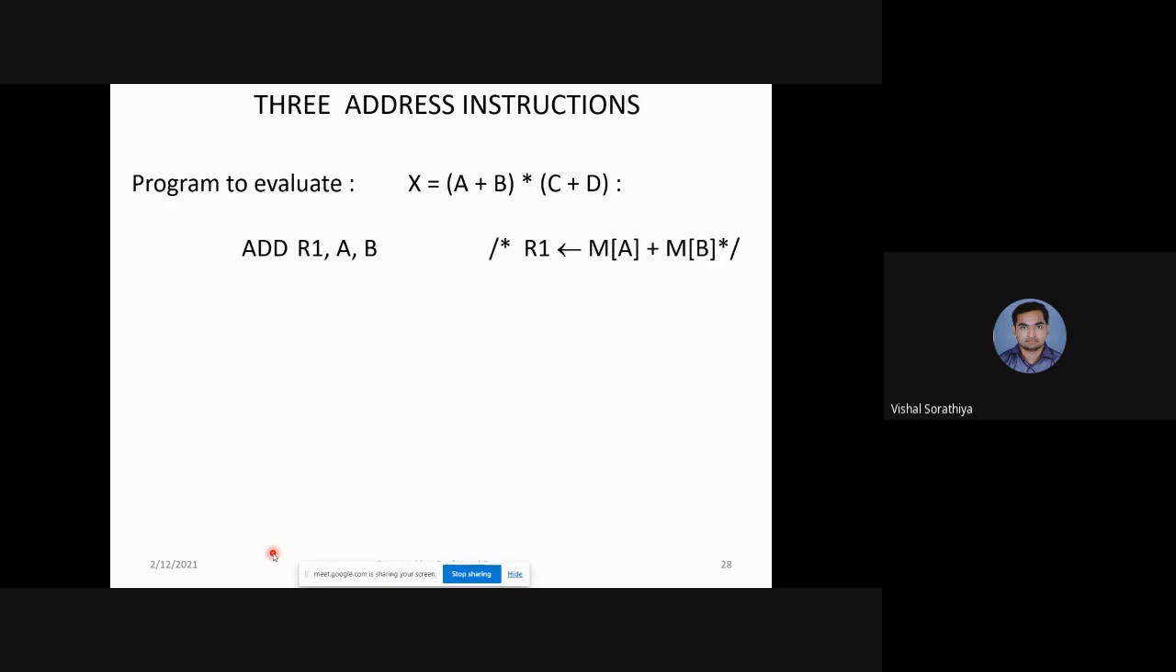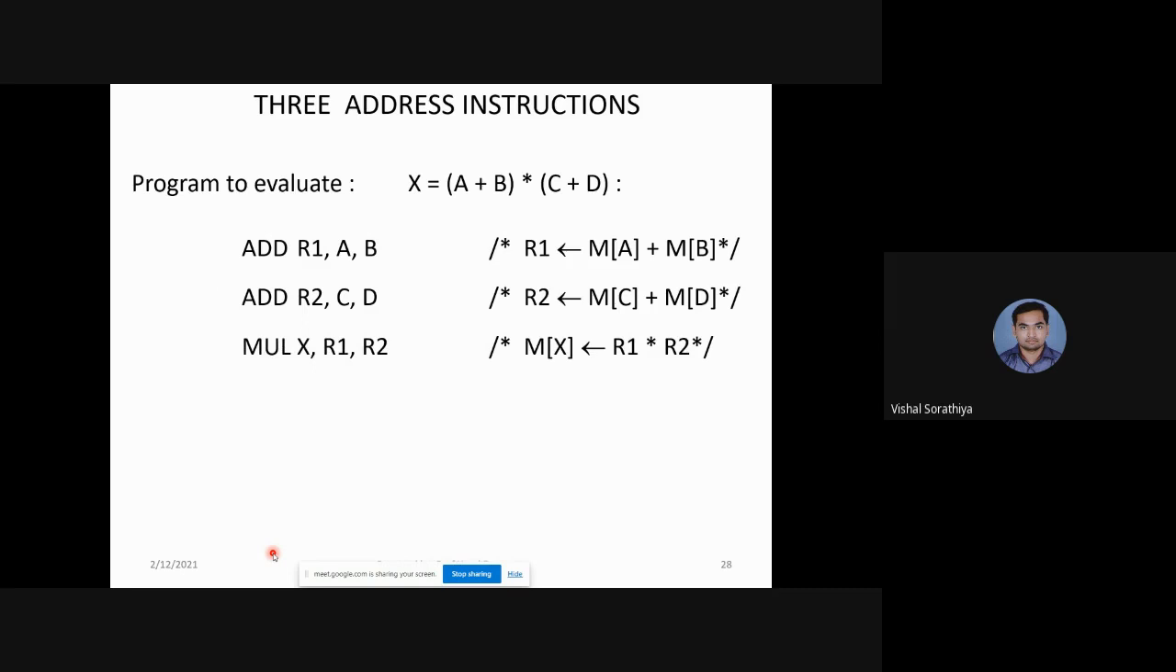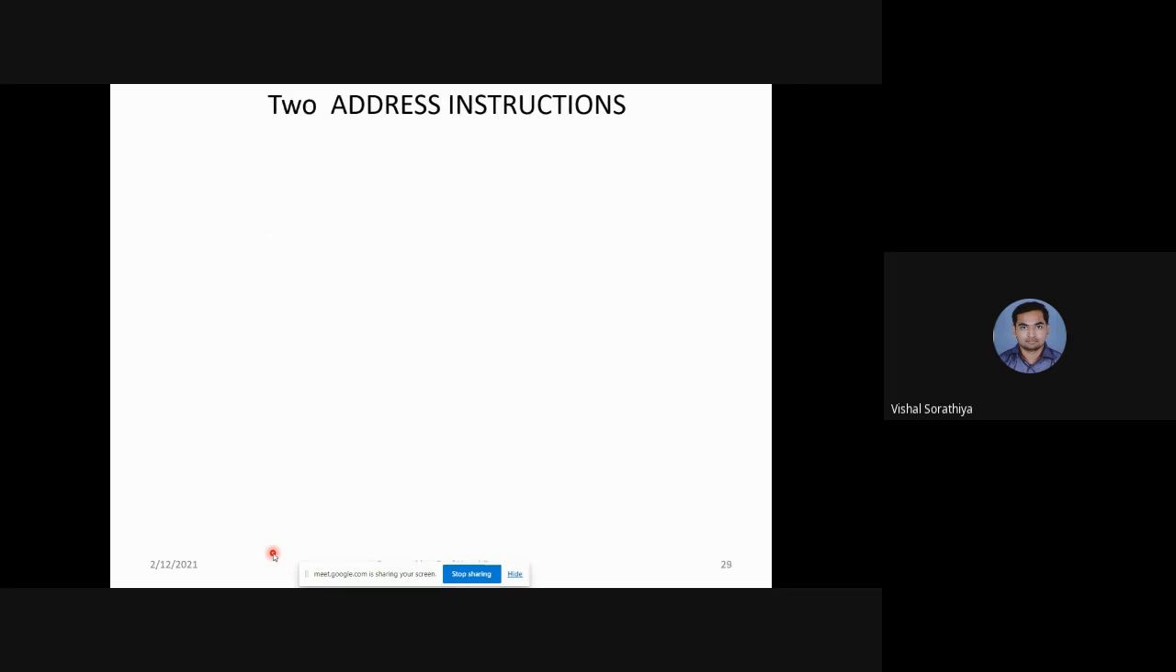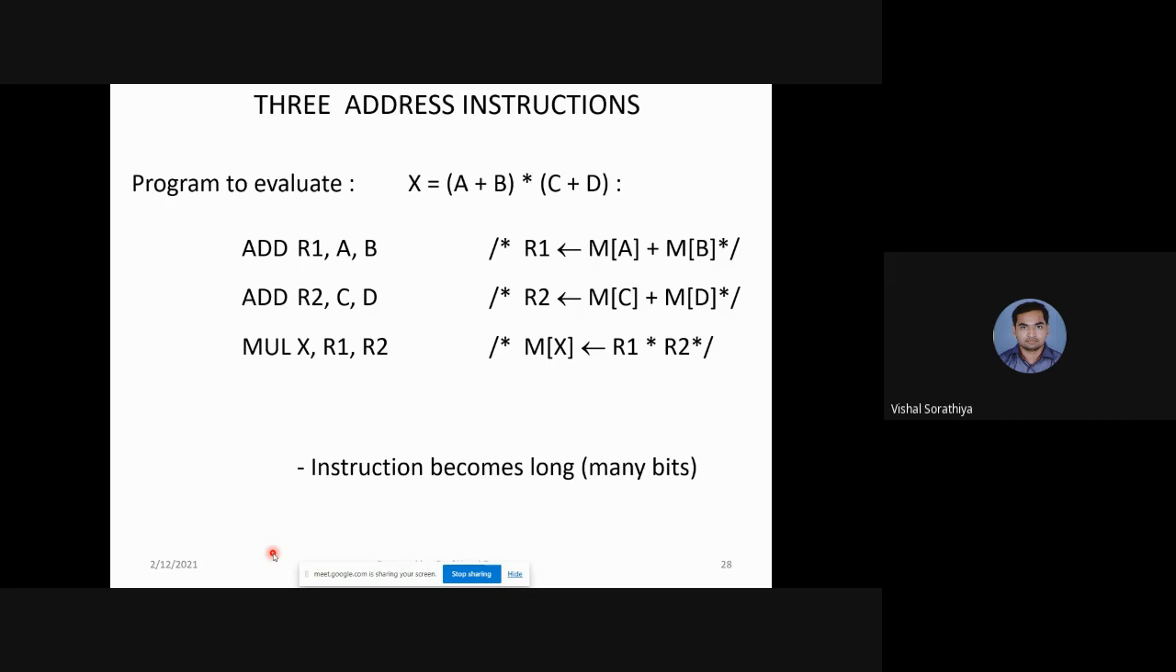Now, how is a program executed with 3 address instructions? Here is one example. The program is X equals A plus B times C plus D. It is done with 3-line instructions like add R1, A, B. Here R1 is a temporary location. The memory location of A and the memory location of B are added, and the data is stored in the temporary register R1. Similarly, you do the same with C and D: add R2, C, D, and the result is stored in R2.